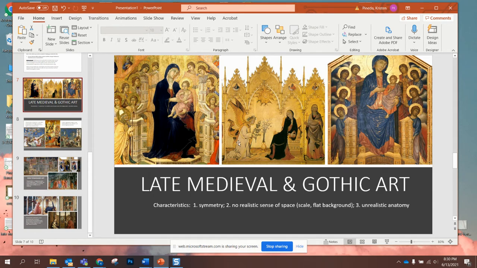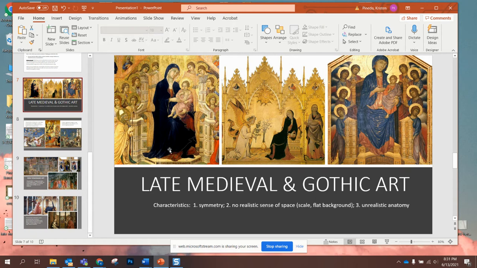So, one thing that we notice in the center one is we see those highly decorative architectural elements, such as the pointed arch here, that helps encompass the biblical story that's going on.